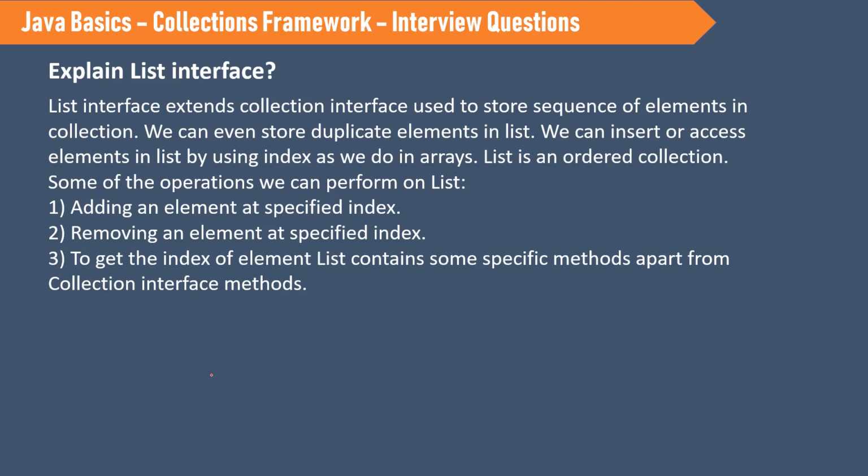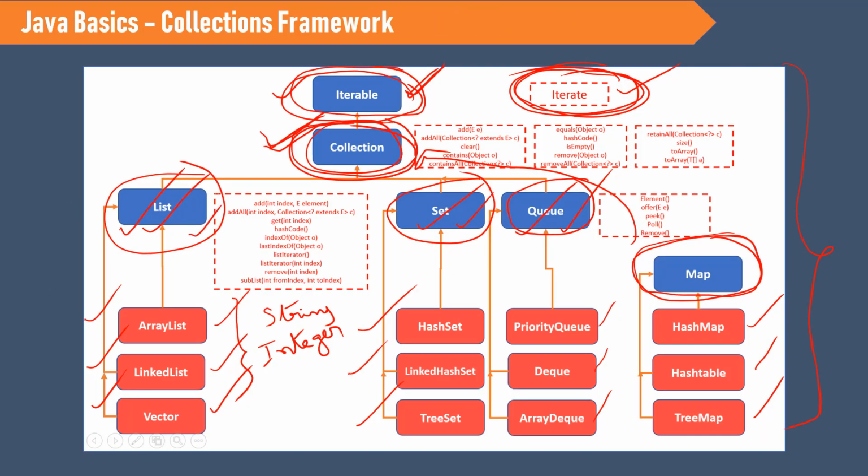Explain the List interface. Okay, so this is the List interface here. The List interface extends the Collection interface, and a list is a collection of objects, and it is an ordered collection. That means it maintains the order in which we insert the elements. For example, the first element I inserted as Support and the second element I inserted as Selenium. Then I can retrieve them in the same order. That means I can use index 0 to retrieve the first element, Support, and I can use index 1 to retrieve the second element.